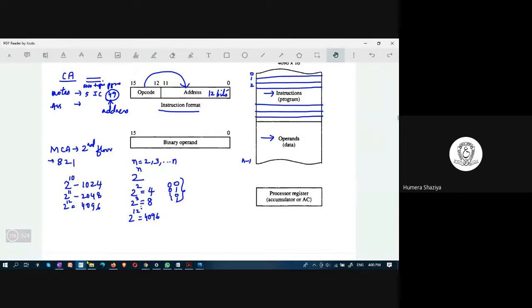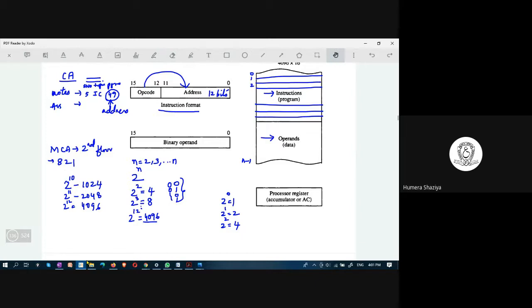2 to the power of 0 is 1. 2 to the power of 1 is 2. 2 to the power of 2 is 4. Like that, you know this method, right? Power method. 2 to the power of 3 is 8. Like that, when you come to 2 to the power of 12, it would be 4096.